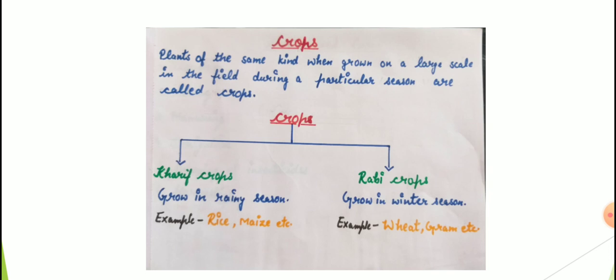Next is rabi crops. Rabi crops are crops grown in the winter season, from November to April. These types of crops are known as winter or rabi crops. Examples of rabi crops are wheat, barley, gram and pea. These crops grow in the winter season.